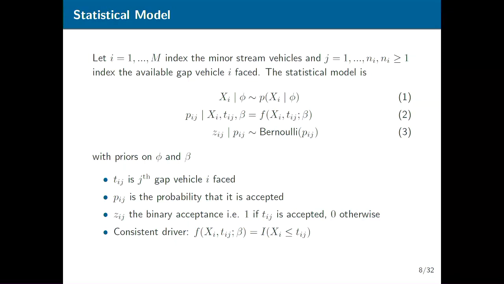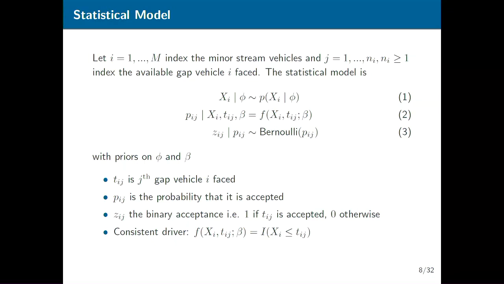Under parametric assumptions, the critical gaps are drawn given some parameters phi, which is usually what is of interest. T_ij is the jth gap vehicle i faced, and p_ij is the corresponding probability of accepting it, which is modeled as a function that depends on the critical gap, the available gap, and possibly some other parameters. Z_ij is the corresponding binary acceptance decision, which conditional on p will just be a Bernoulli likelihood.